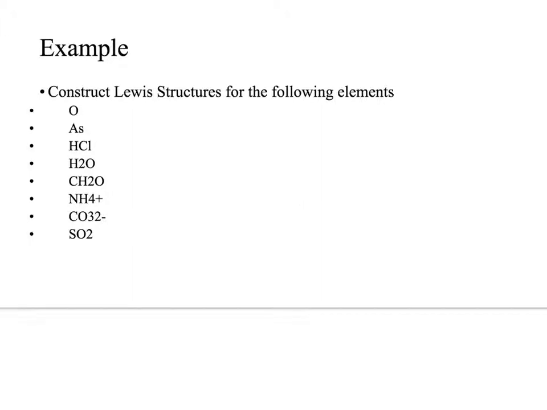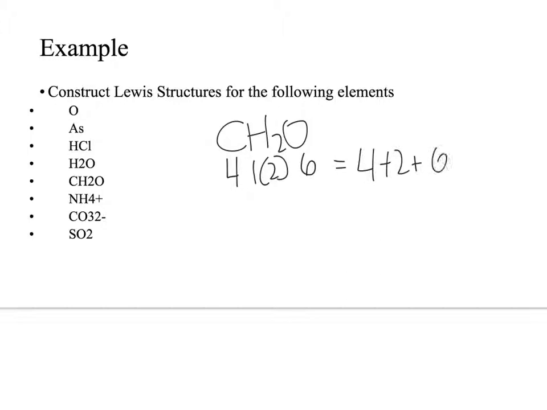So we have CH2O. So we have a total of 4 for carbon, 1 for both of our hydrogens, and 6 for oxygen. That gives us 4 plus 2 plus 6 for 12. So C, H, H, and O. Carbon normally goes in the middle, and you just know that from experience. If you can get oxygen in the middle to work, sure, have fun.